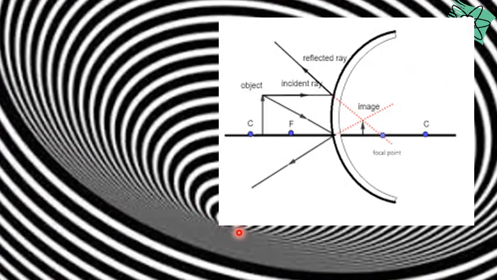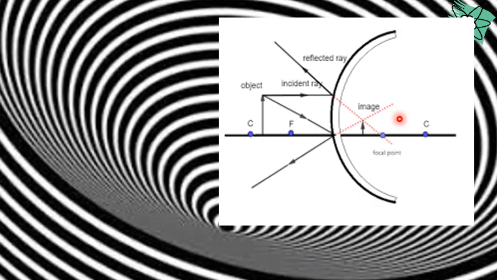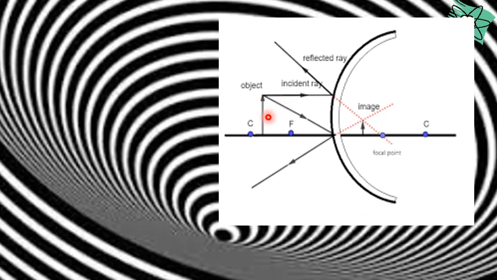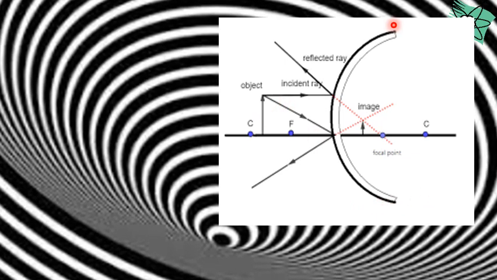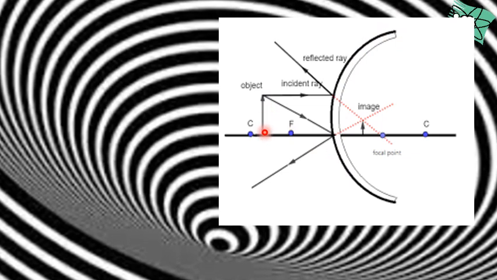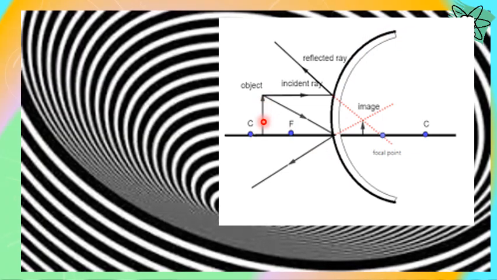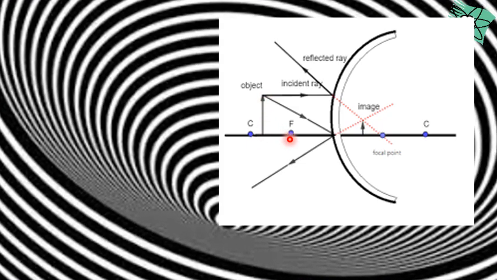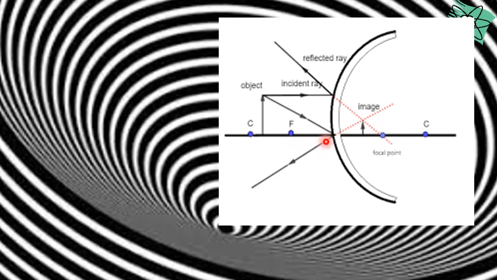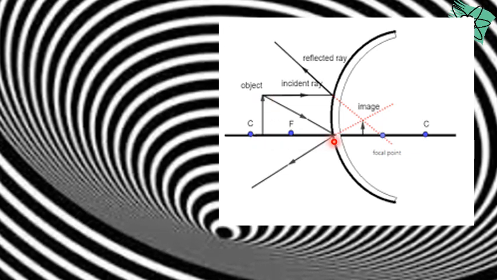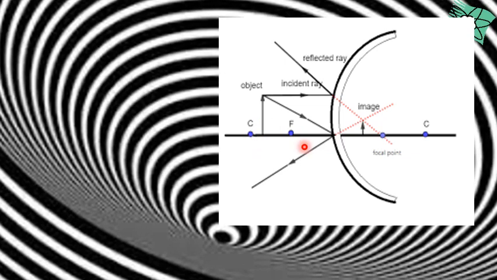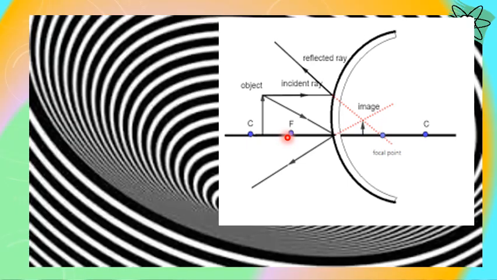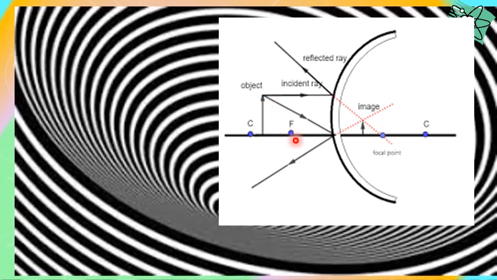All right? So let us first illustrate how the image of an object is formed by a convex mirror. So here is the object, which is erect or upright to begin with. And it is located between the center of the convex mirror and the focal point or the focus.